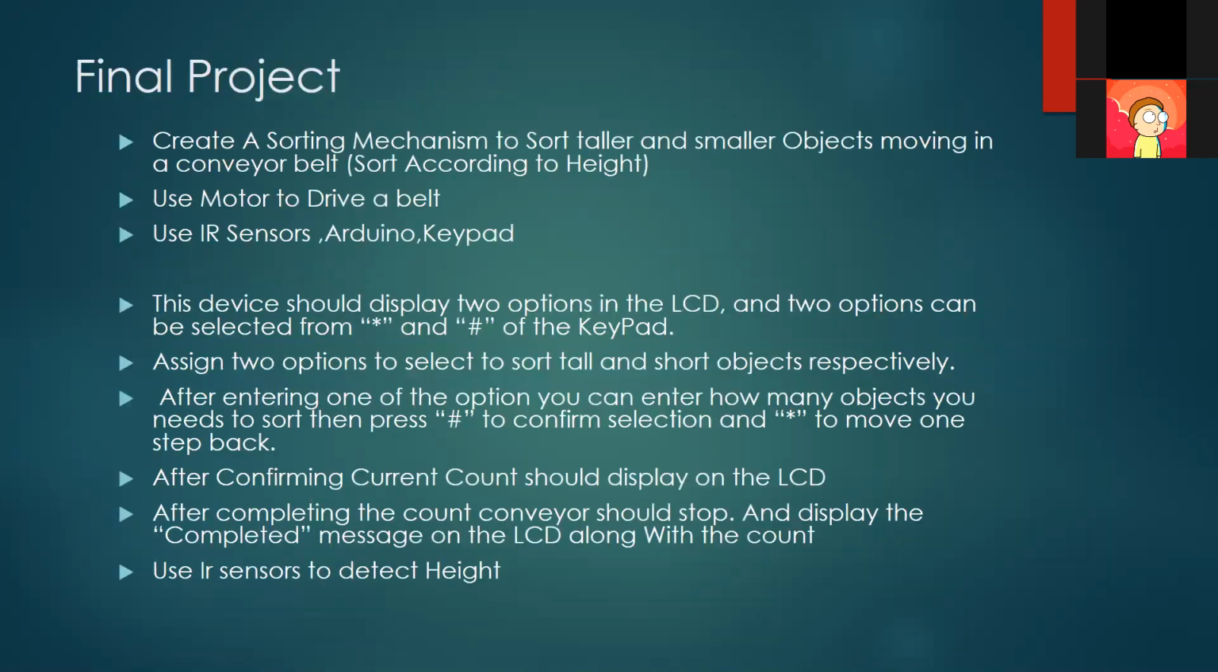Here you can see the 2 options can be selected with star and hash in the initial screen, but inside the other option screens you need to add the star to cancel button and hash to confirm button. Here I have mentioned that after entering one of the options, you can enter how many objects you need to sort, then hash to confirm the selection and star to move one step backward. I think you can understand this.